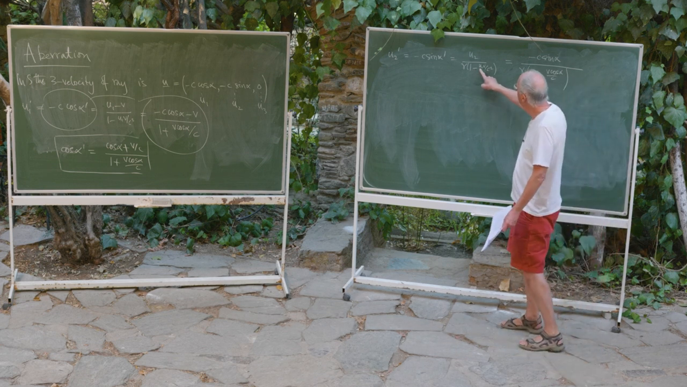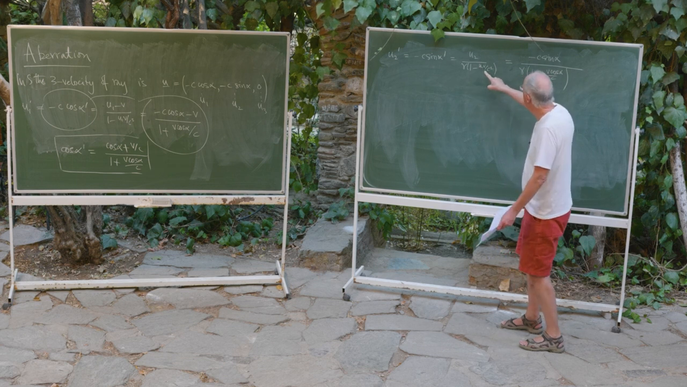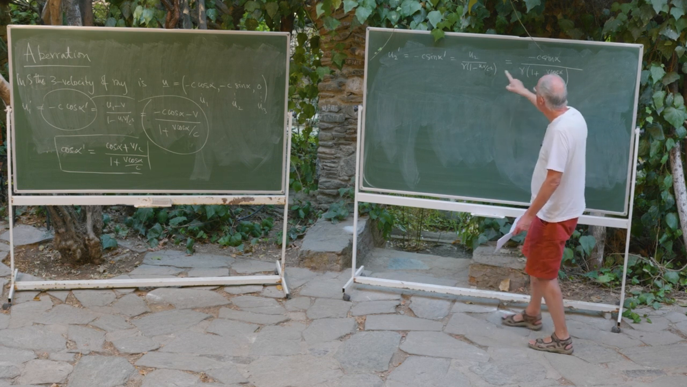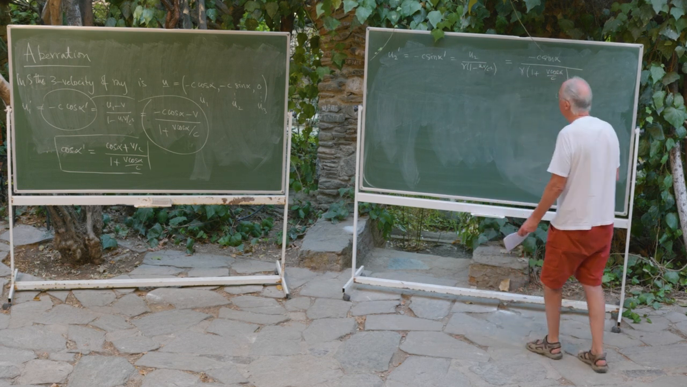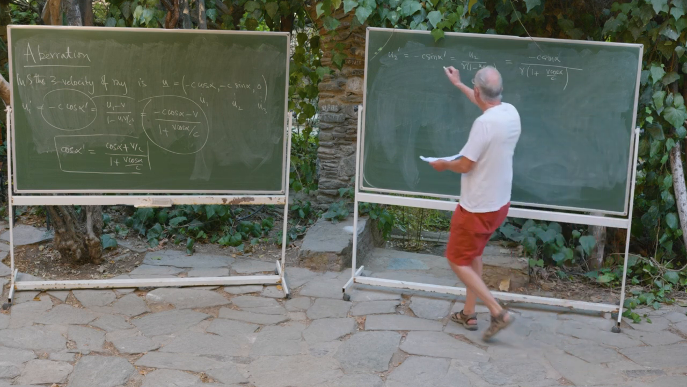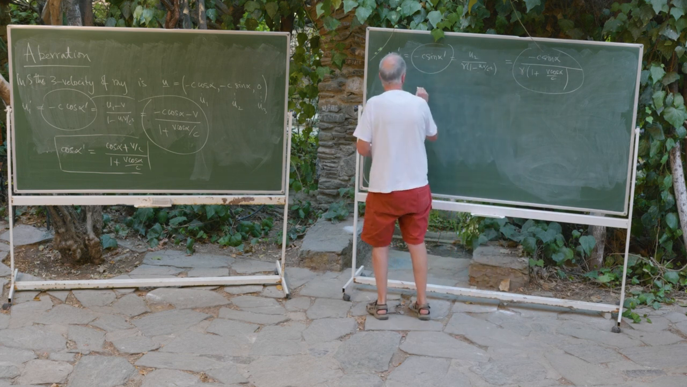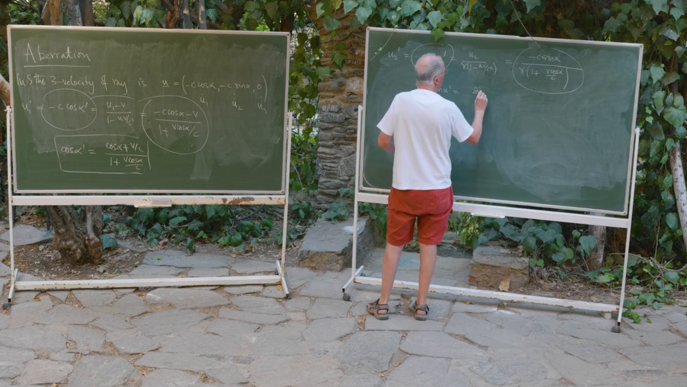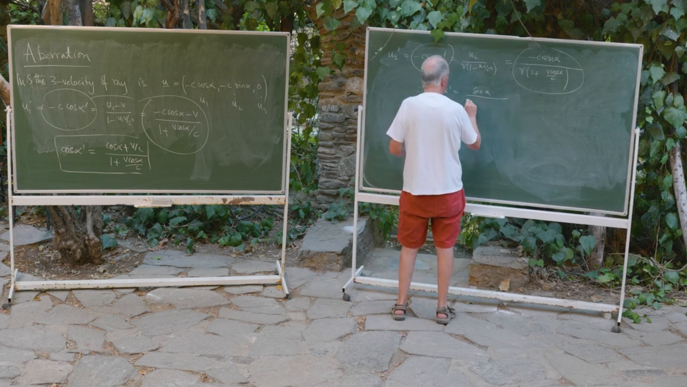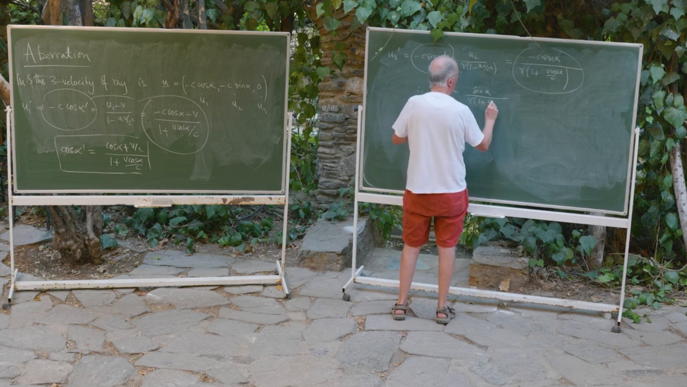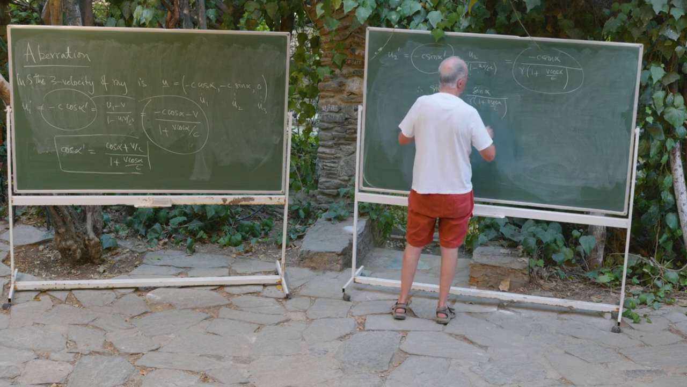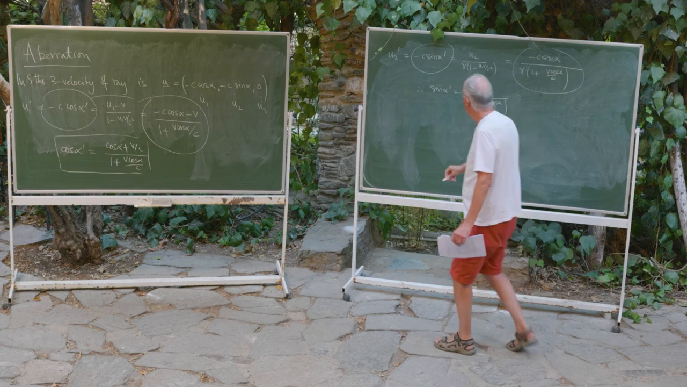Because u1 is minus c cos alpha. So if you put that in, you get this expression. U2 is minus c sine alpha. And then again, you look at this piece and at this piece and divide by the minus c, and you get therefore sine of alpha dashed is sine of alpha over this thing. Okay.